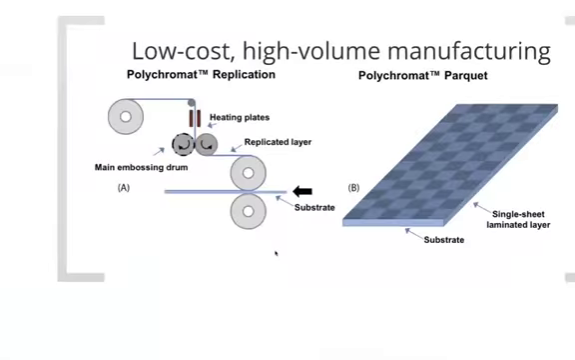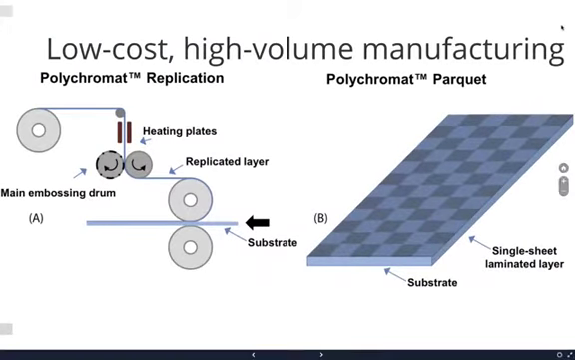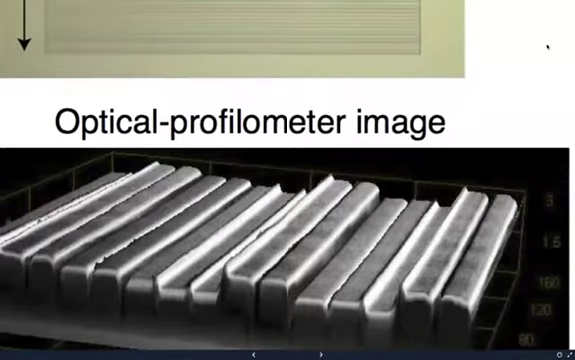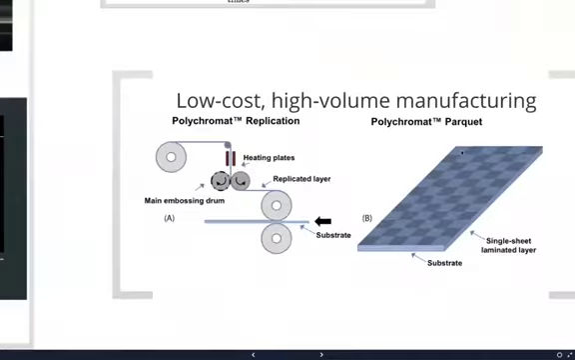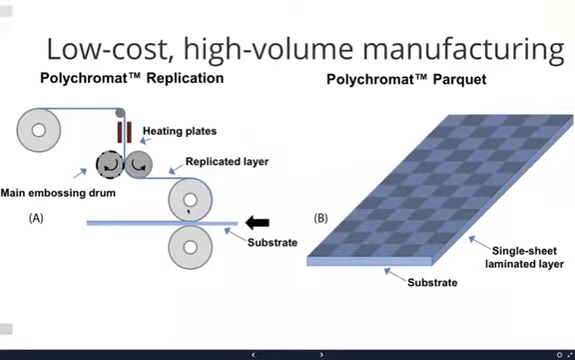But the eventual vision is to be able to do this in high volumes by using embossing. So you have a pattern on a cylindrical drum as shown here, and as the film passes through this drum, it embosses the pattern onto it. Of course, it's heated before in order to soften the polymer, and then it cools, and then it gets replicated and laminated onto a substrate. So you end up with this large parquet of these polychromats. That's the idea.